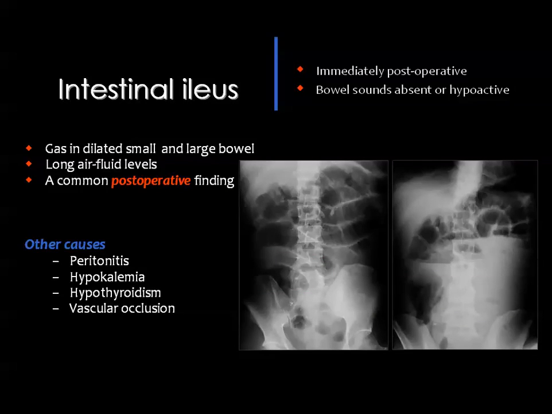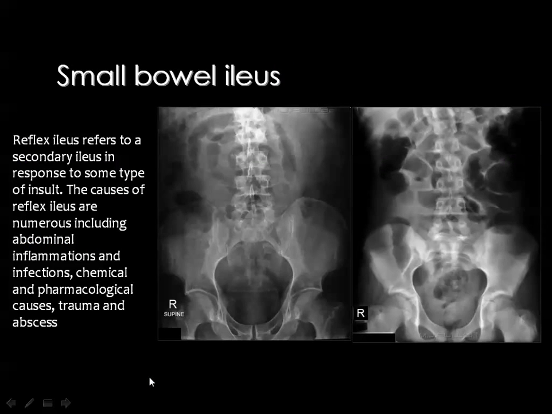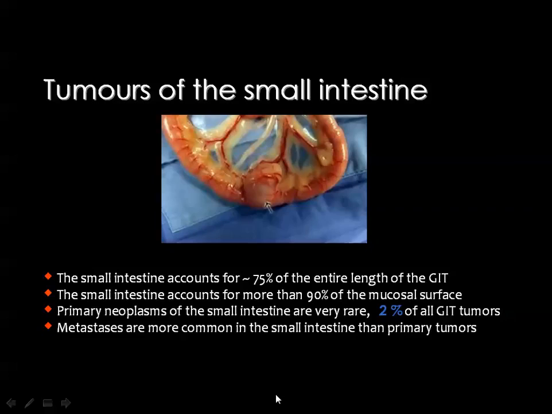And ileus is the functional obstruction, and is a common finding in the early post-operative period, but other causes of ileus include peritonitis, hypokalemia, hypothyroidism, and vascular occlusion. Then this is a plain film in the supine position, and in the erect position you can see some air in the slightly distended bowel loops, and multiple air fluid levels.